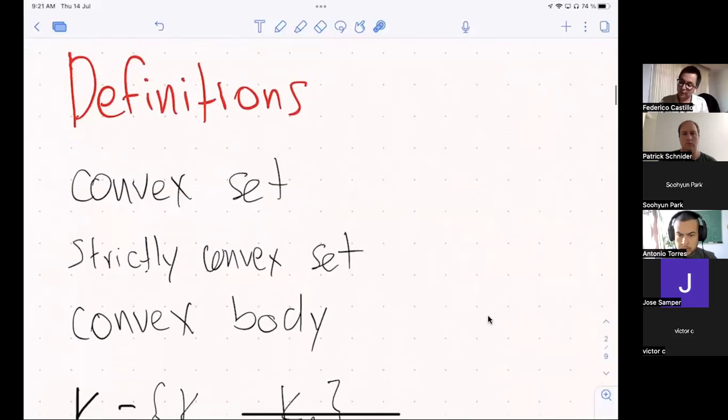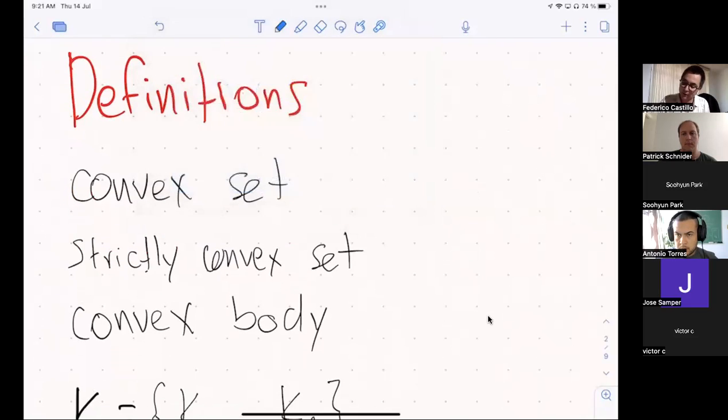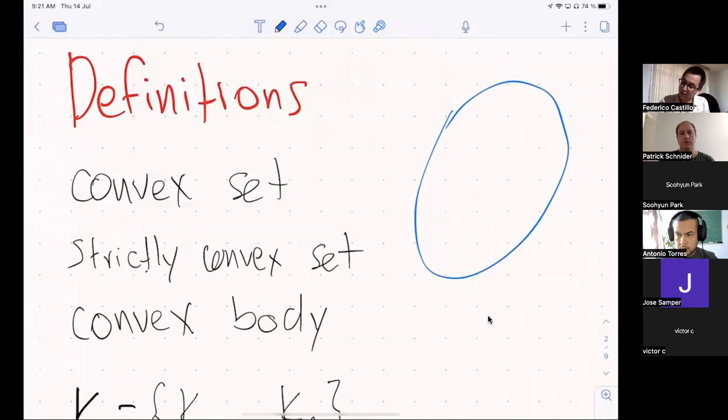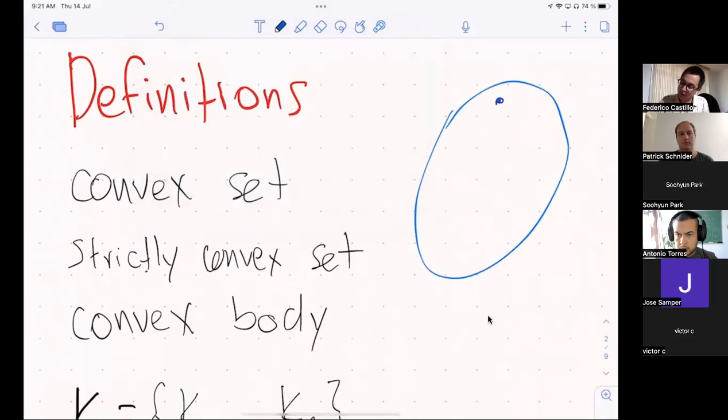So let's first do some definitions. What do we mean by, say, a convex set? Well, we all know what a convex set is. Simply, if I have any 2 points inside, say a point here and a point here, I want the straight line between them to be contained in the set. Okay, we all know that.